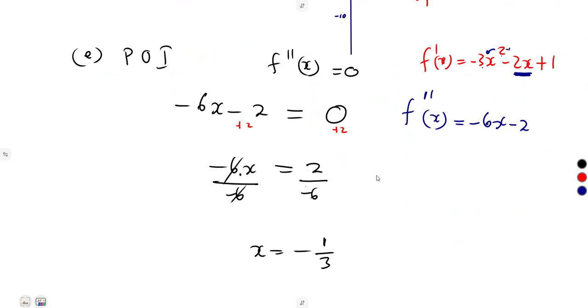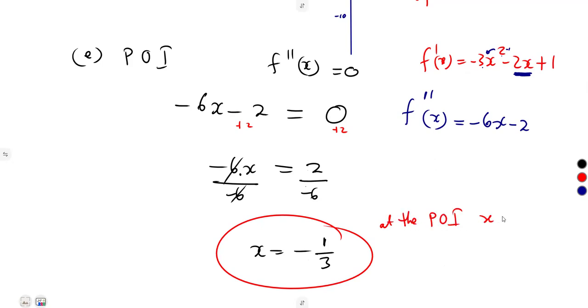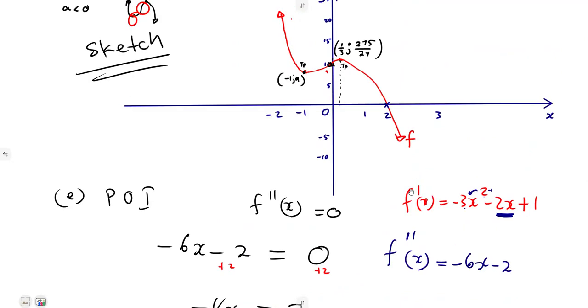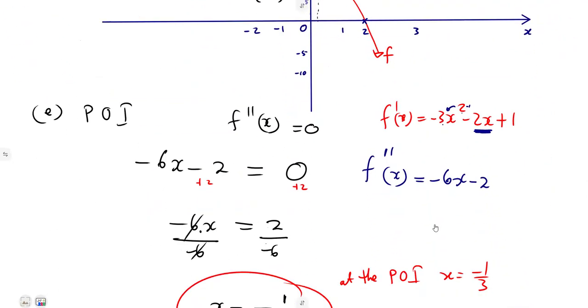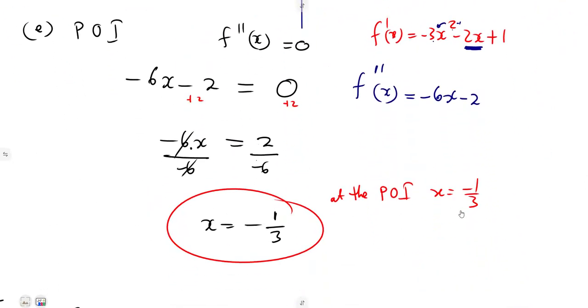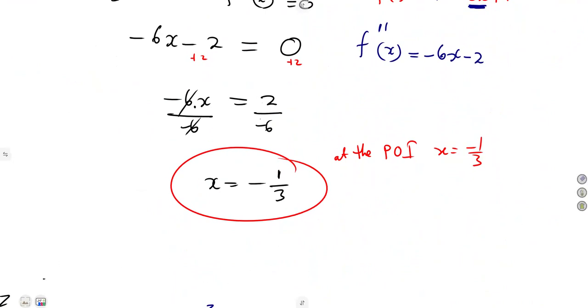So at the point of inflection, x is equal to minus a third. So what is the corresponding y value to obtain the point? Now, what we need is a point. So you have to substitute back into the original function, your f of x as given there, when x is minus a third. All right. So that is the condition.